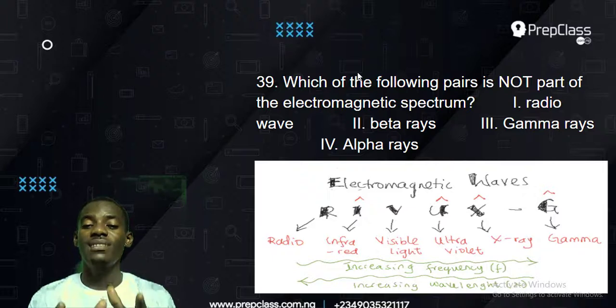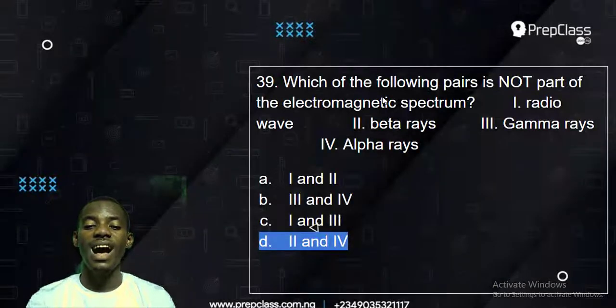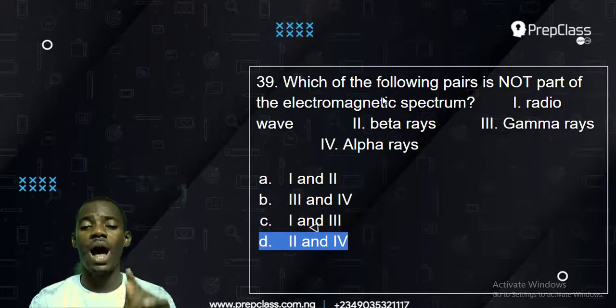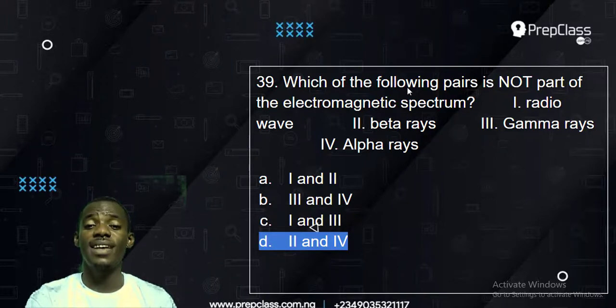So that means you can answer any question on electromagnetic wave, and that will make it easier for you. So the answer is option 2 that is not part. The ones that are not part are beta ray and alpha. That's option 2 and 4, and that makes D the correct answer.